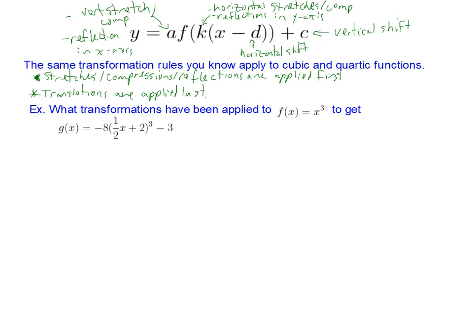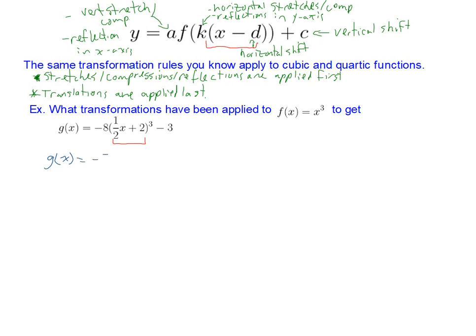Alright, so here's an example. What transformations have been applied to the cubic function f of x equals x cubed in order to get this function listed here? One thing I noticed very quickly is there's a slight difference in how this looks compared to this part up here. Notice up top the k is factored, so we're going to factor that k value out so that we can get the correct d value. So let's start there. We're going to factor that half out of the part inside the brackets.